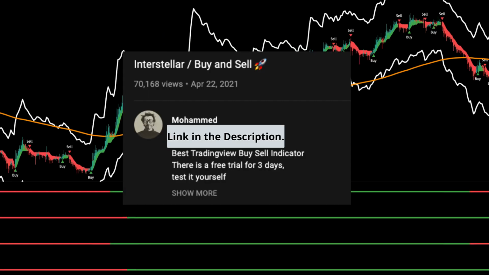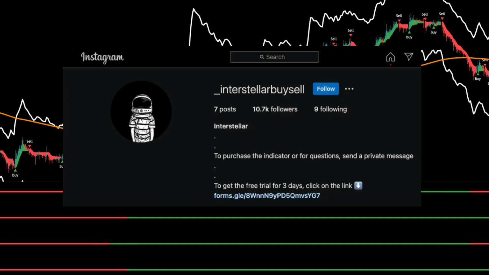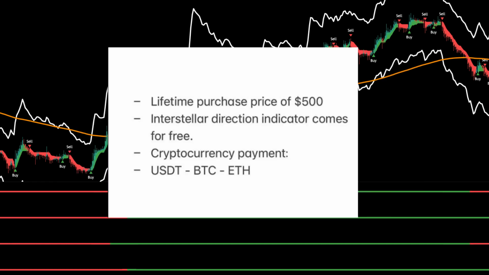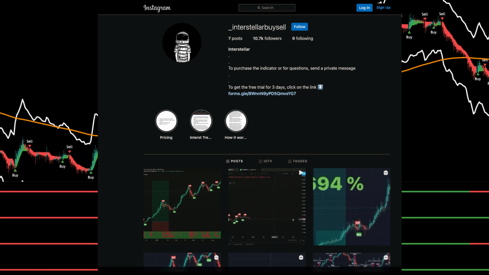I found these two studies while watching a YouTube video that claimed to be the best TradingView buy-sell indicator, and to the author's credit, he does give a 3-day free trial of his $500 indicator. So I took him up on his offer, gave him my TradingView username, and he granted me access to the script. There are some rudimentary instructions on his Instagram page that give some directions as how to use this indicator, but not a complete trading system.